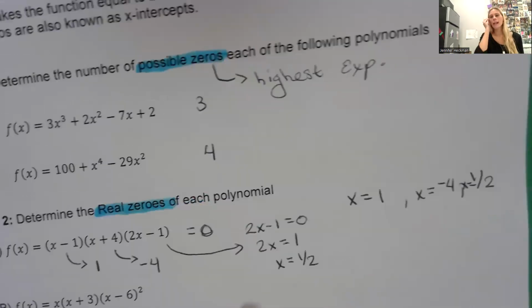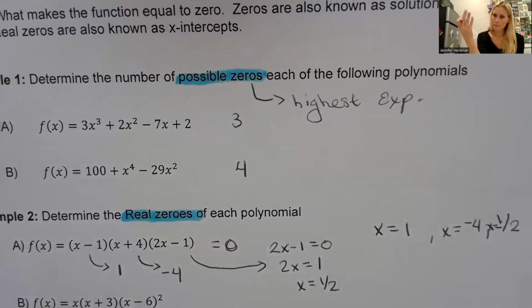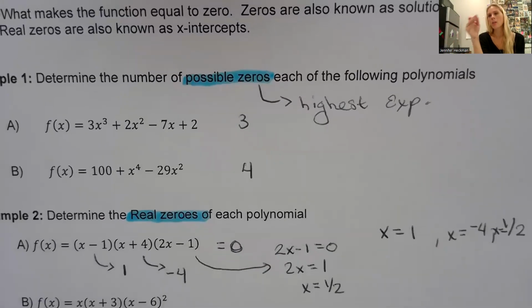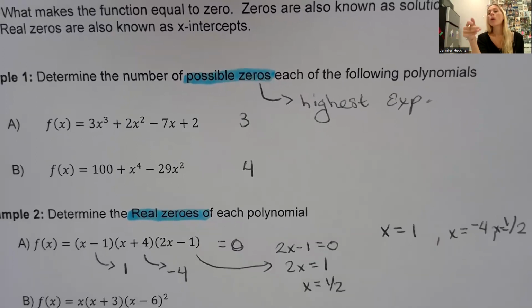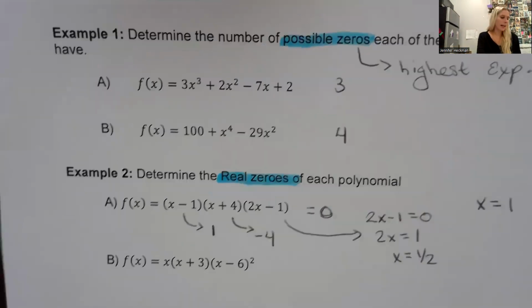If the question asks for what are the intercepts, now you have to put them in a coordinate pair. You have to say (1, 0), (-4, 0), (1/2, 0). Okay, but if it says zeros, you just need that x value.